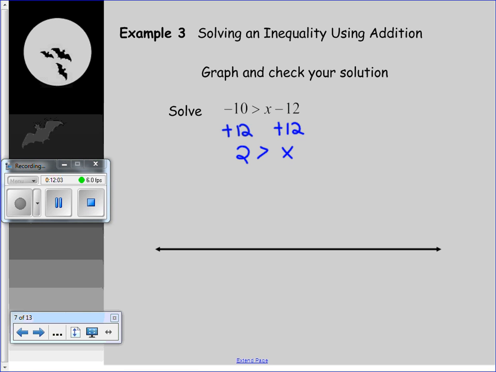Now, this is the same as x is less than 2. Both of these are true statements. If you have 2 is greater than x, or x is less than 2. Now, as I'm going to graph this, I'm going to put 2 here.